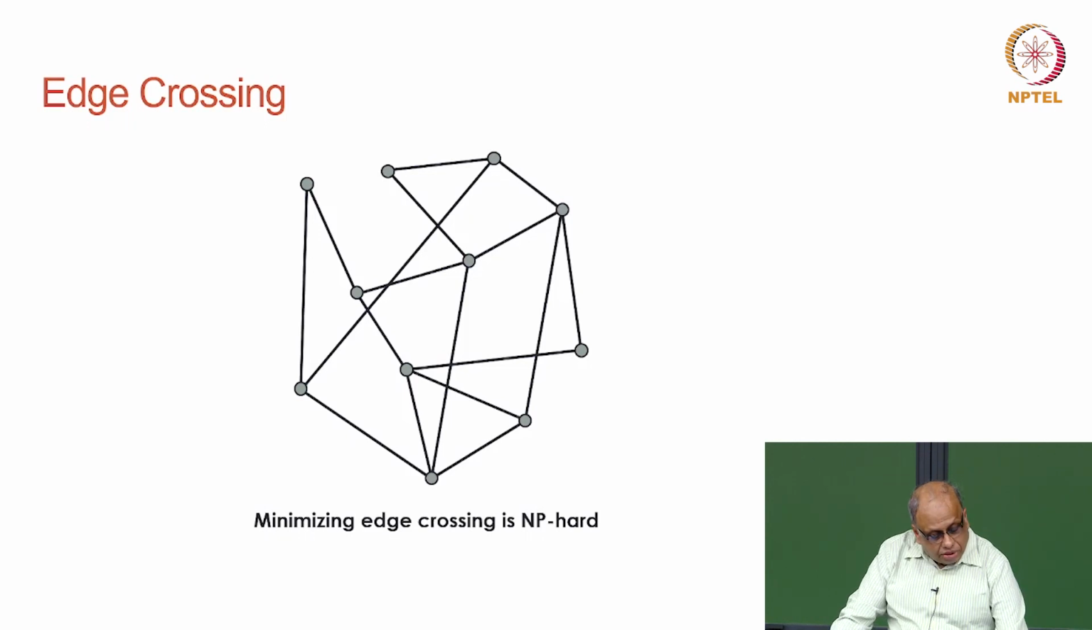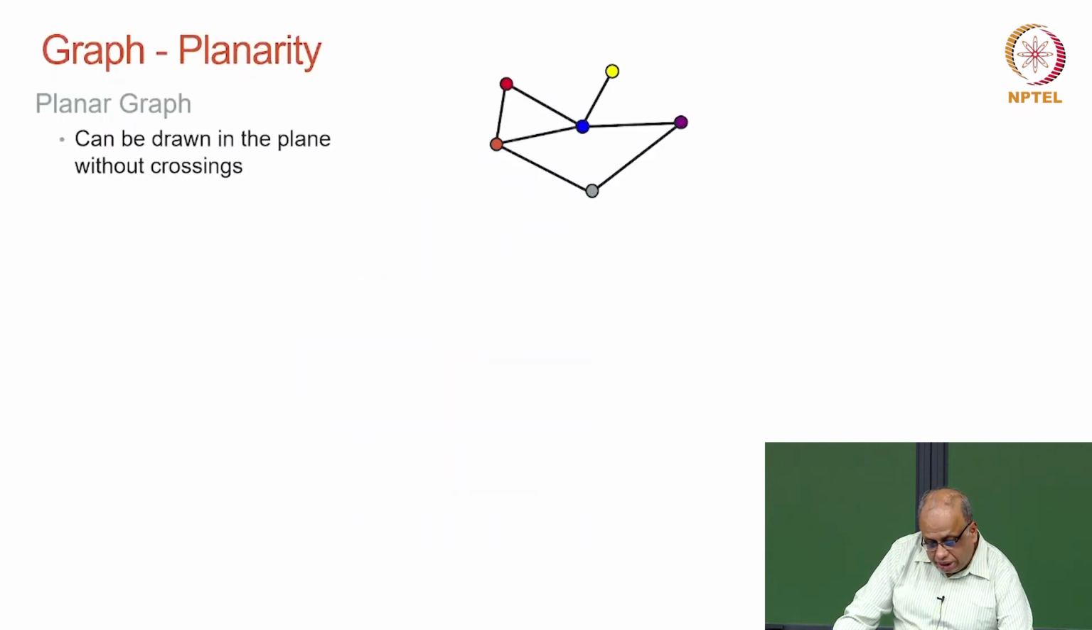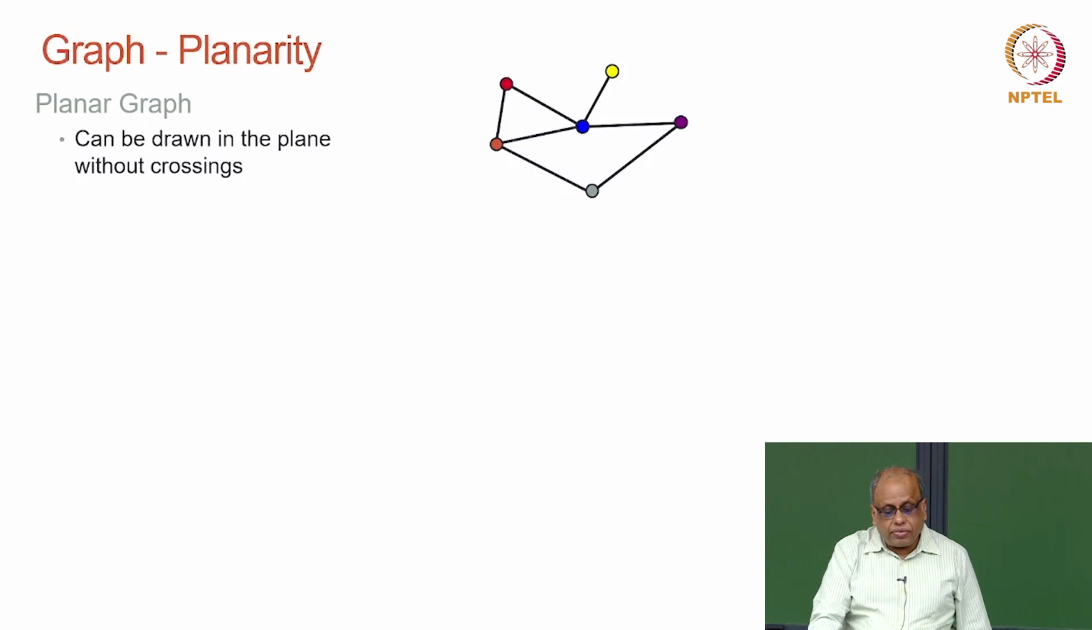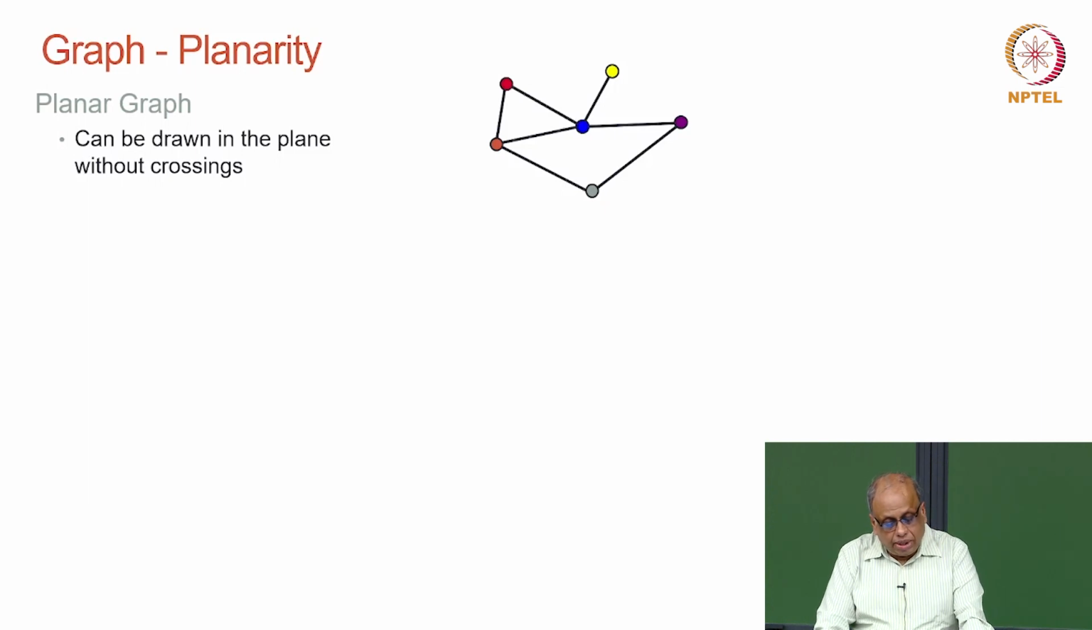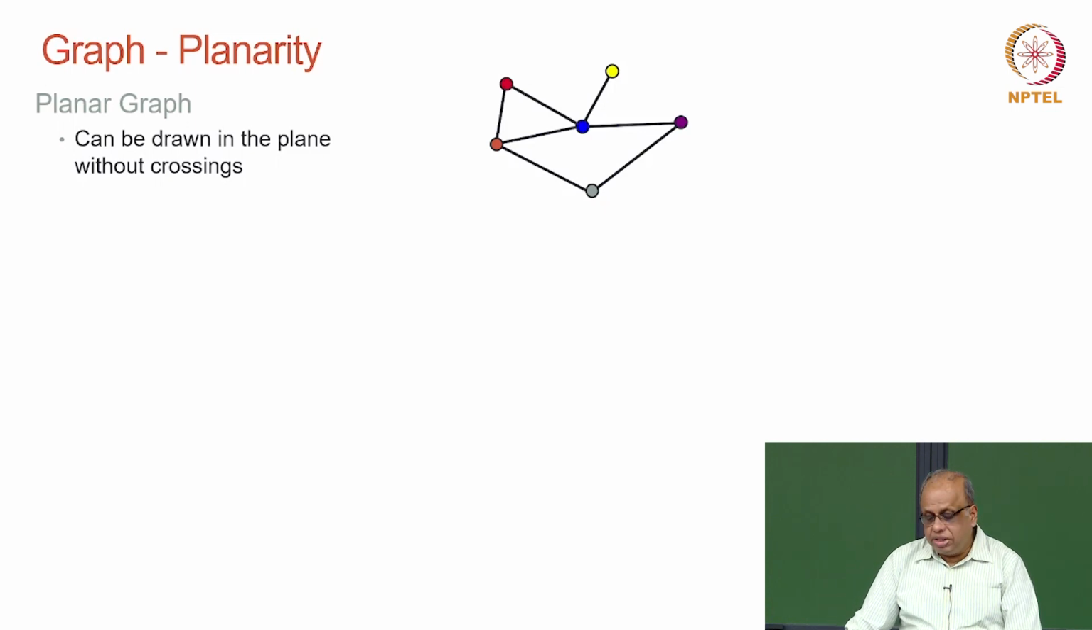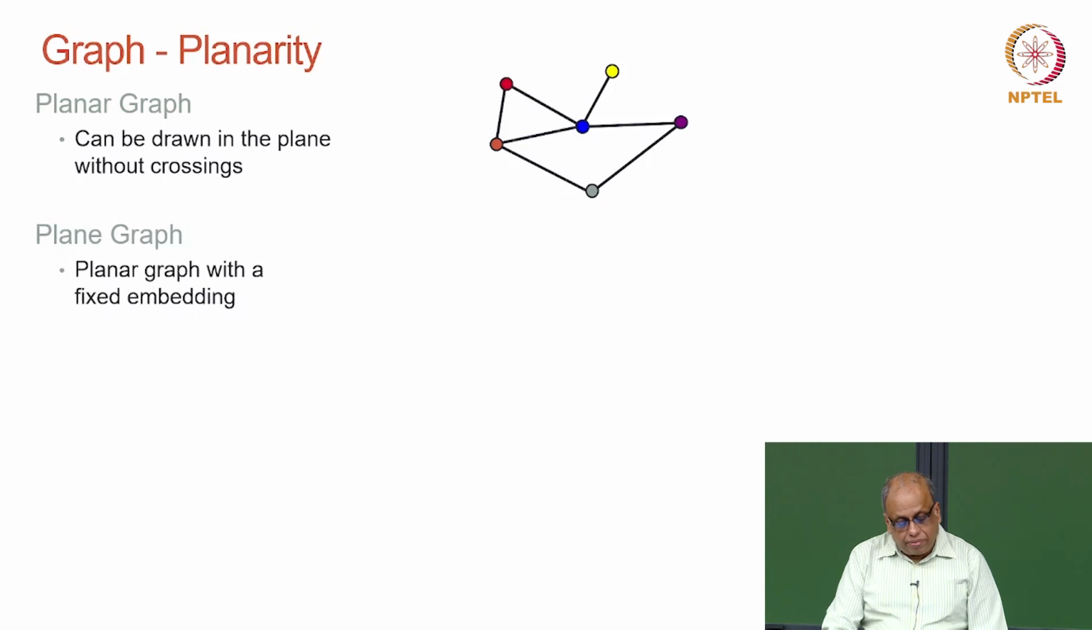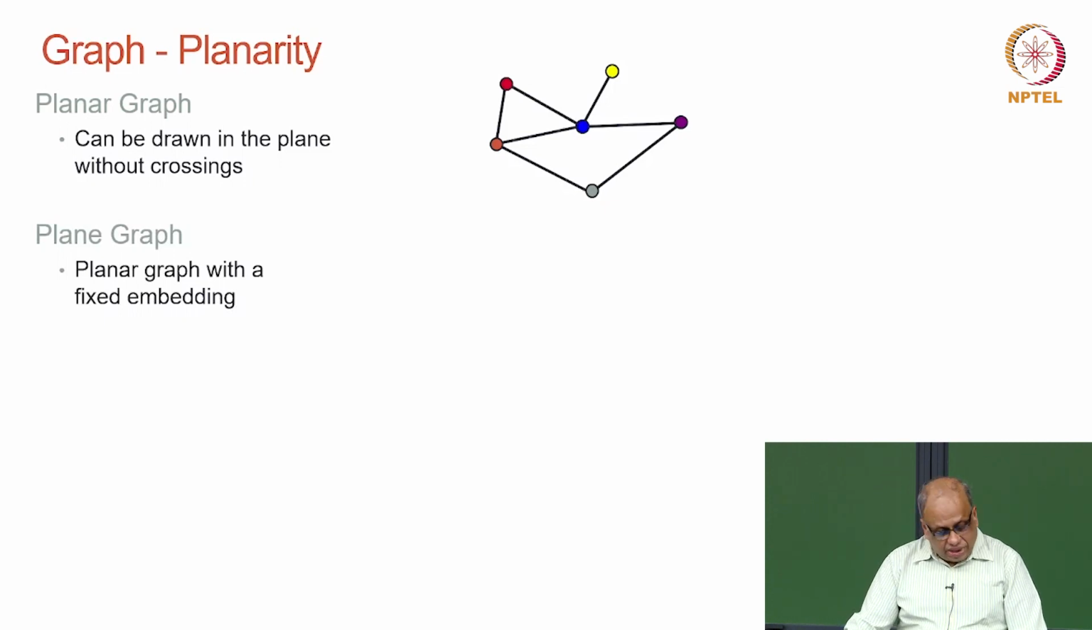And so there are graphs where edges will cross if you want to draw them in a plane. Okay? It is not possible to avoid edge crossing in some graphs. So a planar graph is a graph that can be drawn in a plane without crossing. A non-planar graph is one that you cannot draw in a plane without edge crossing. A plane graph is a planar graph with a fixed embedding.